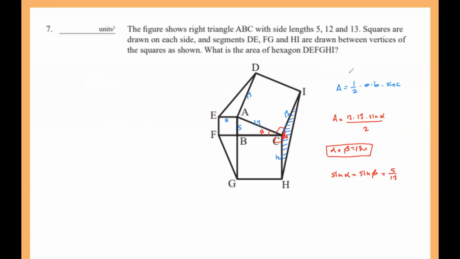So if I plug it into this equation, you will get 1/2 times 12 times 13 times 5 over 13. So these will cancel. So you get 12 times 5 over 2, which is also 30. So you see that this was the answer that we got for this area, and the same story goes on this side as well. So you get the same result.